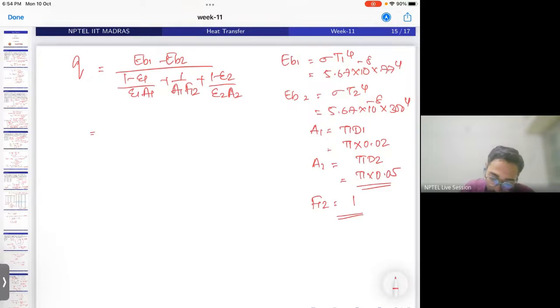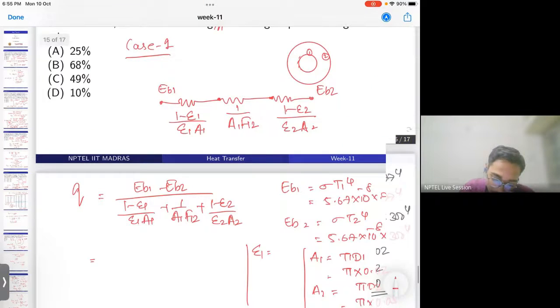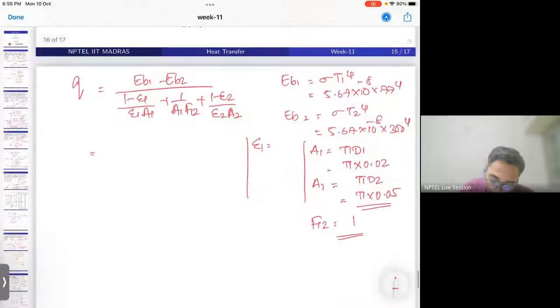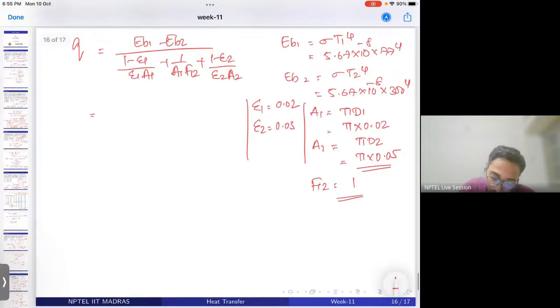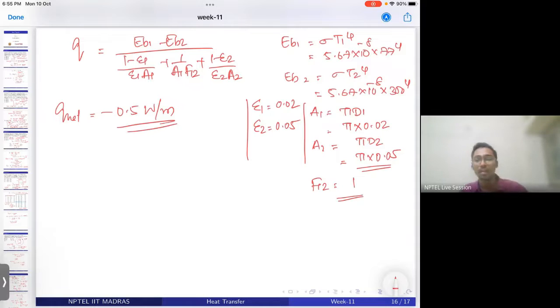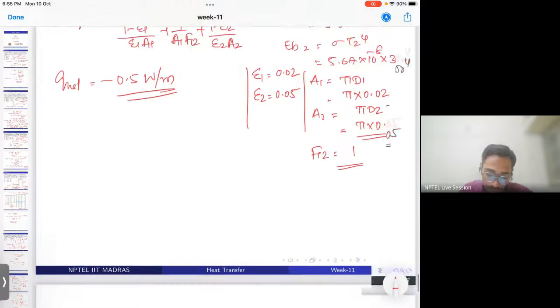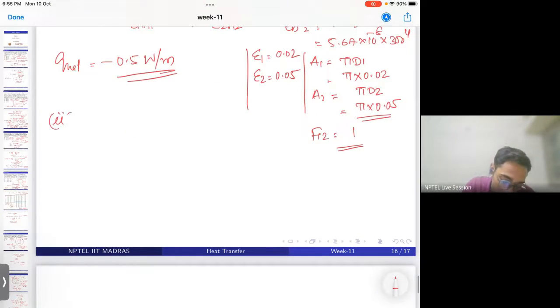and also epsilon 1 is given as 0.02 and epsilon 2 is also given as 0.05. So if you substitute these values into this expression, you will get the final answer as Q net of minus 0.5 watts per meter. So this will be the heat loss without the radiation shield. So we have the next case, case 2.